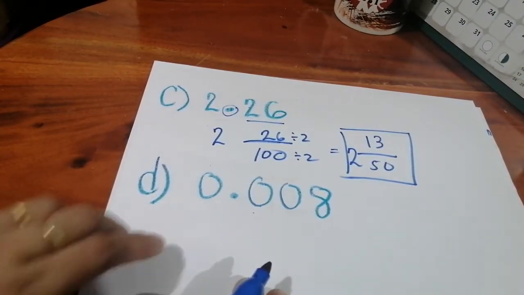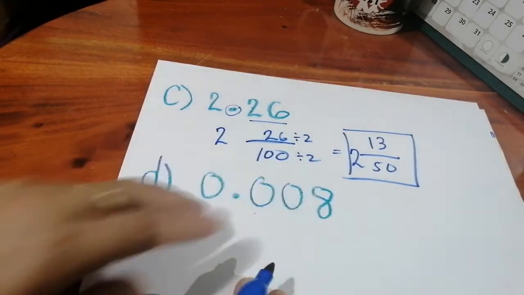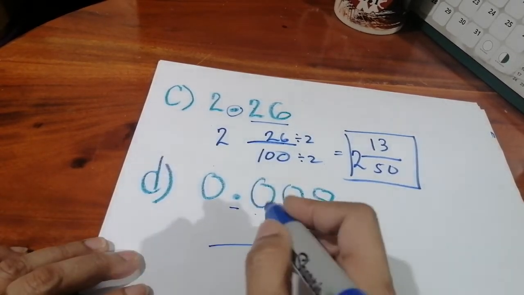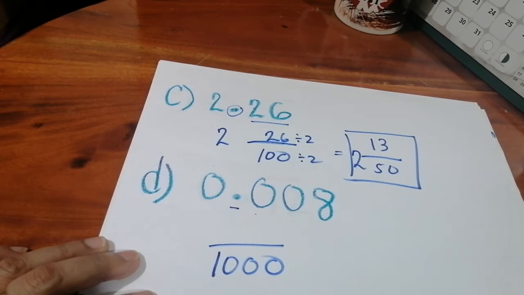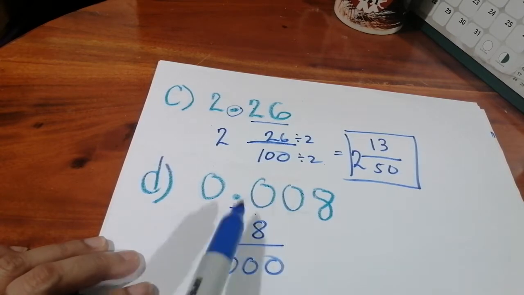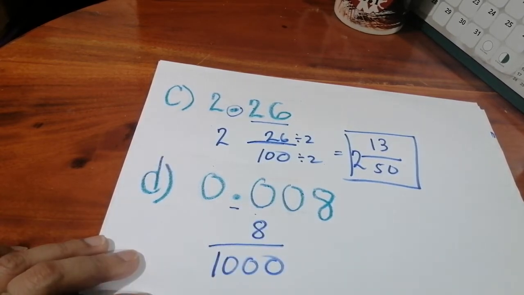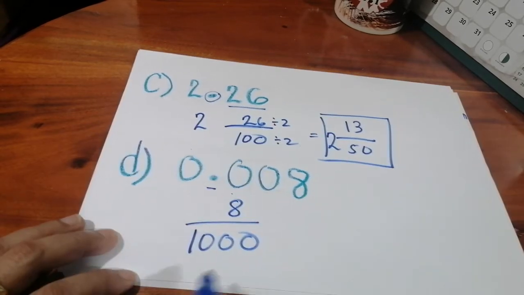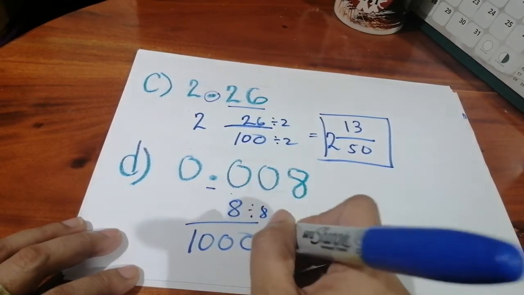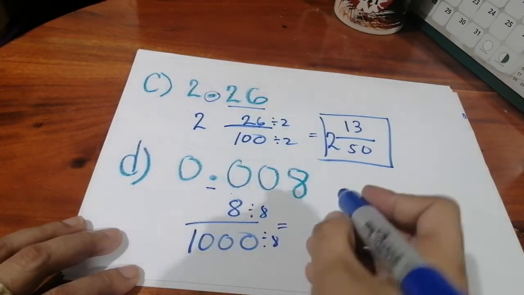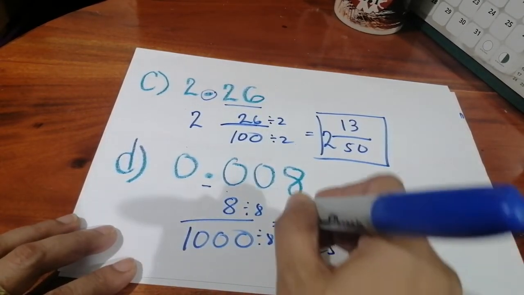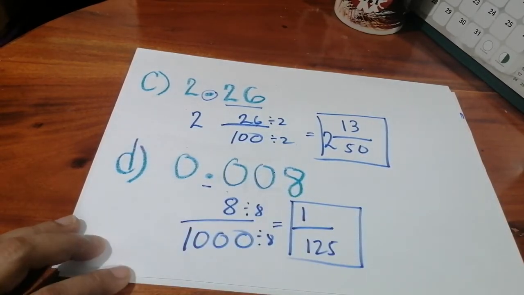Okay, another one. Here it's 0.008. There are 3 digits after the decimal point, so there are 3 zeros in the denominator, and then we just have to copy 8. Why only 8? Because the other numbers here are all 0 and there's no value. So 8 lang ilalagay natin dyan. And then, since you can still simplify this, divide both by 8. So 8 divided by 8 is 1, and 1,000 divided by 8 is 125. So the final answer here is 1 over 125.